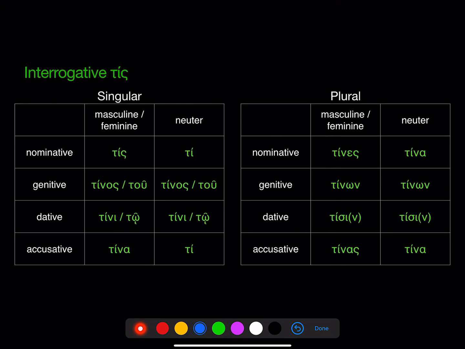So you'll remember our old friend interrogative tis. We've been asking direct questions in Greek with tis, who or whom, for a while. You'll remember that interrogative tis is accented. It's got these alternative forms, also accented. When it is disyllabic, when it has two syllables, it's accented over that first syllable.